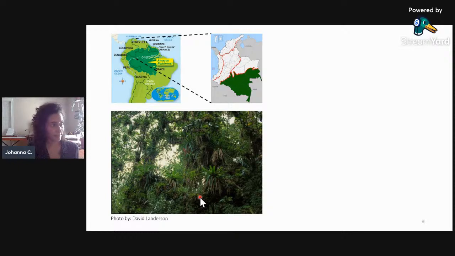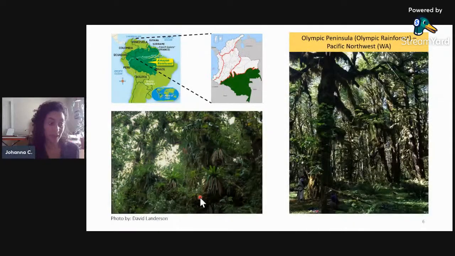In my case, I was very lucky to be able to do my research in this other type of rainforest. This is a temperate rainforest, and it's located at the Olympic Peninsula, in the Pacific Northwest of the United States. As you can see, it's also a rainforest, but it's easier to identify the trees, and also most of the trees are completely covered with epiphytes. So there's a big difference, of course, because of their location. This is a temperate rainforest. This is a tropical rainforest.